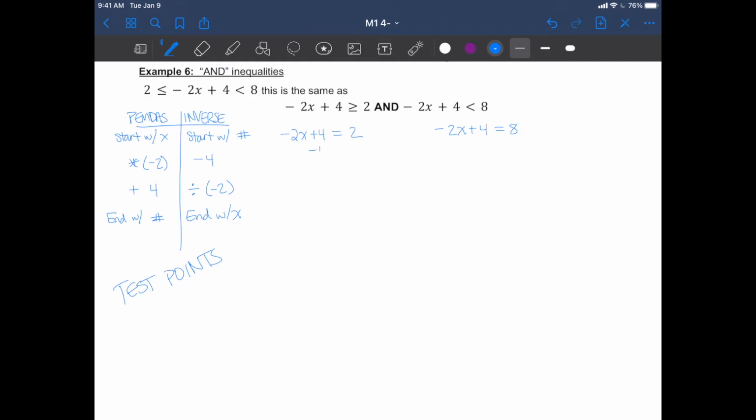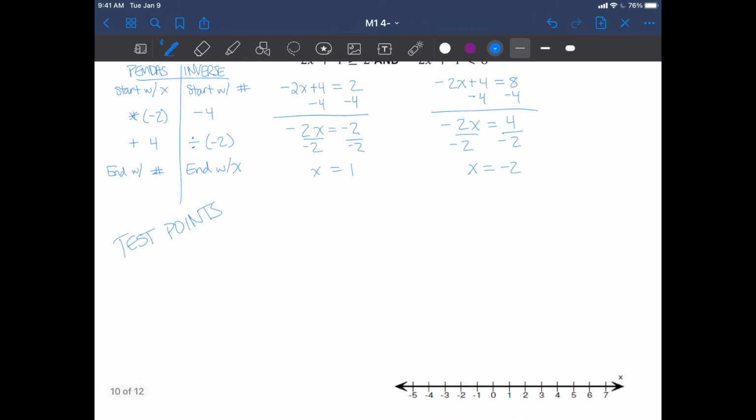So I'm going to follow the instructions. I'm going to subtract 4 from both sides. Negative 2x equals negative 2. Divide both sides by negative 2. X equals 1. Okay, this one I'm going to do the same steps. Minus 4 from both sides. Negative 2x equals 8 minus 4 is 4. Divide both sides by negative 2. X equals negative 2. So this is going to go onto my number line.